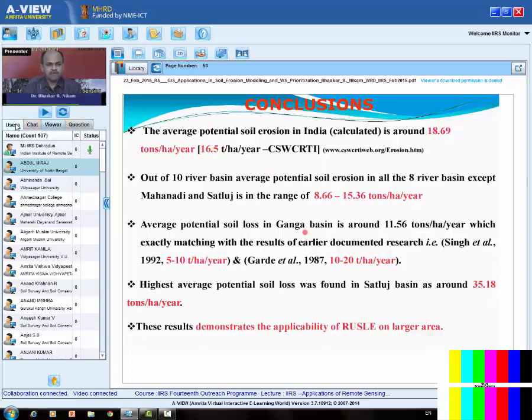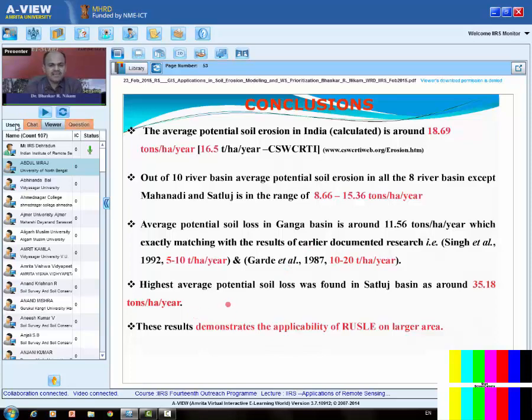Now the average soil loss from the Ganga basin from our calculation comes out to be 11.56 tons per year per hectare, and there were results available from previous studies done elsewhere. Those results say the average soil loss from the Ganga basin is in a range of 5 to 10 tons per year per hectare and 10 to 20 tons per year per hectare. So you can say the result we have got is almost close to both results. Here the highest range is 10, we are getting 11. Here the lowest range is 10, we are getting 11. So we can say it is within the range published earlier.